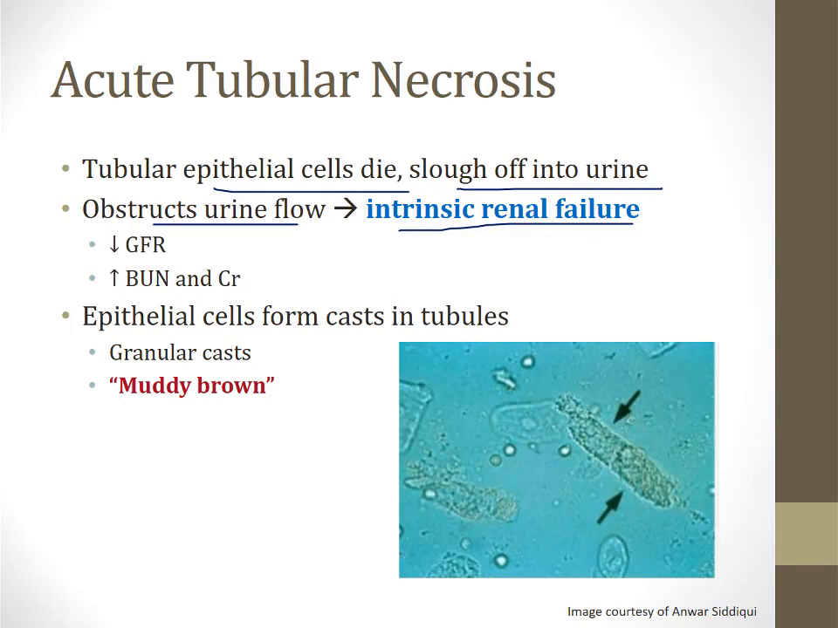I talk about different types of renal failure in another video, but ATN is a form of intrinsic renal failure. The GFR will fall and the BUN and creatinine will rise. You will also see evidence of epithelial cells in the tubules when you examine the urine. So the epithelial cells form casts as they move through the tubules, and you can see these if you examine the urine of a patient with ATN. They're described as granular casts or muddy brown casts, and this is a picture of one shown on the slide here.